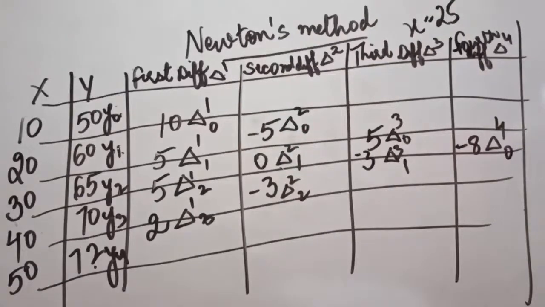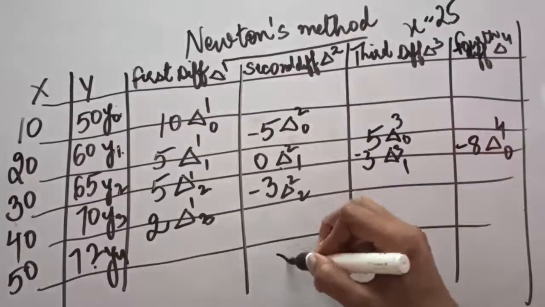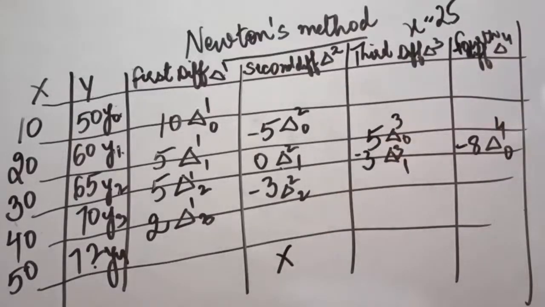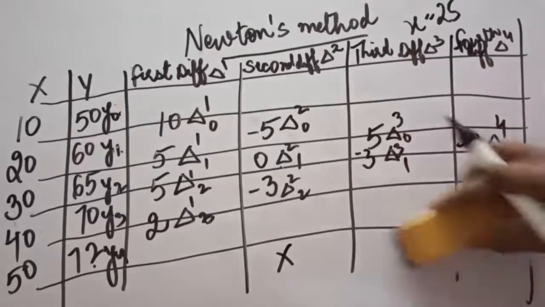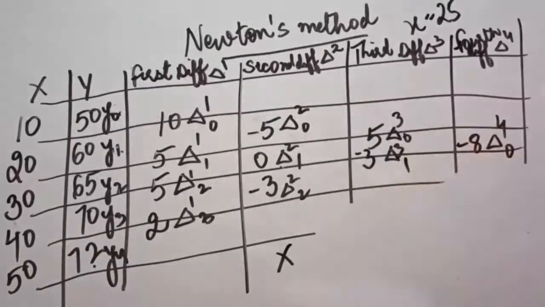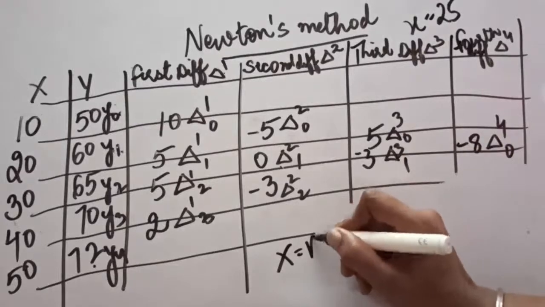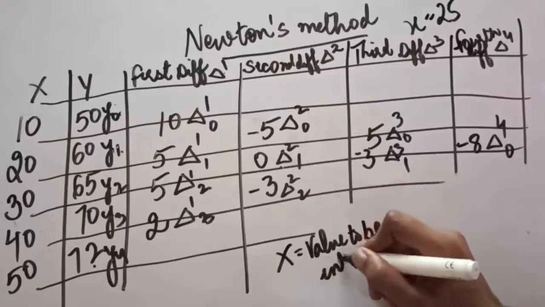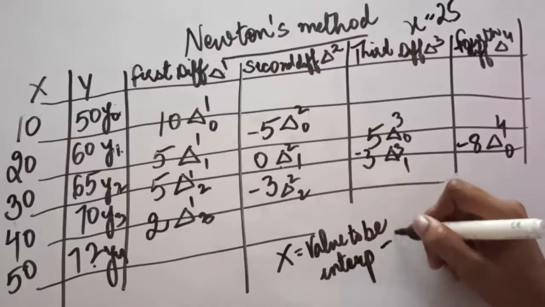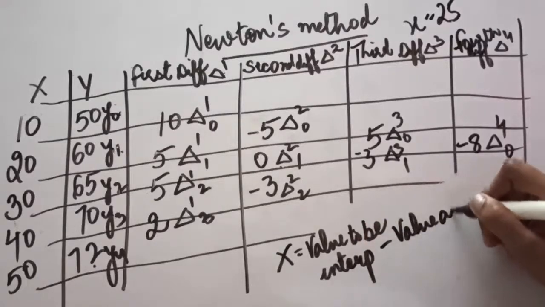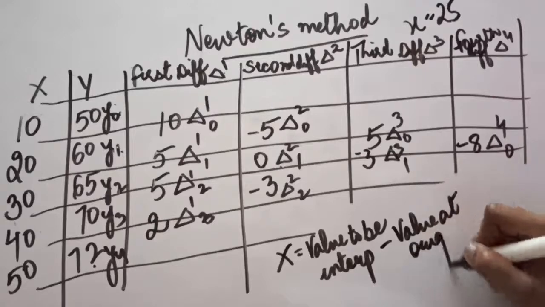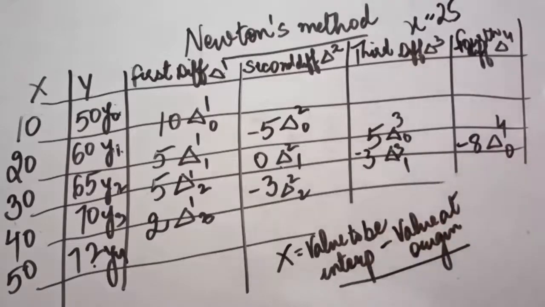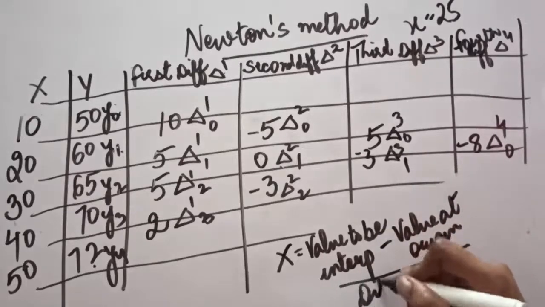So now, we have to make use of all this information, and we will apply it in the formula. Now if you remember, just now we wrote two formulas. The first formula was the calculation of x. And for x, the formula was: x is equal to the value to be interpolated minus the value at the origin, divided by the difference between adjoining values.